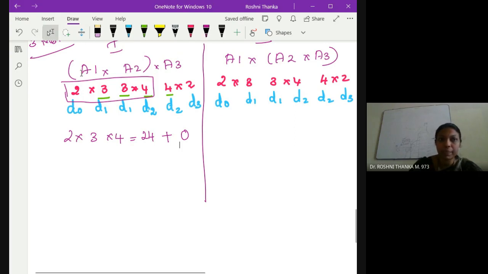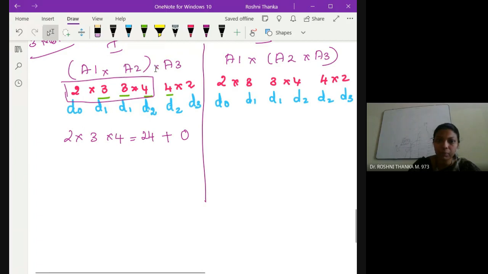So first we multiplied A1 and A2. When I want to multiply A1 and A2, the cost is 2 into 3 into 4. So 24. And then this A3 we didn't do any multiplication. So the cost is 0. So this is one step. Then after multiplying A1 and A2, what is the size of the resultant matrix?